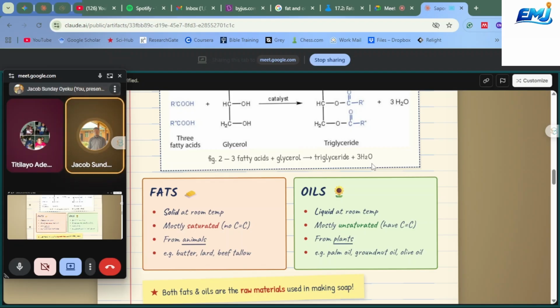Do you get? So the major difference, number one difference is that what? Fats have mostly saturated bonds. That means it has more single bond. Oil has more unsaturated bonds, it has more double bond. Because of that saturation and unsaturation, you will have fats to be solid and oil to be liquid at room temperature.